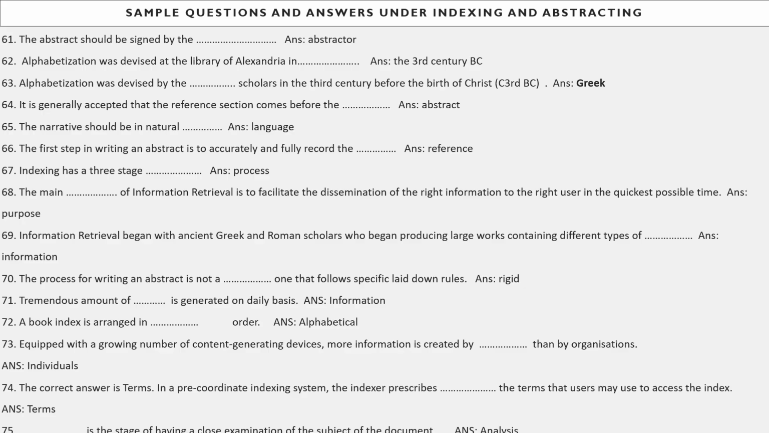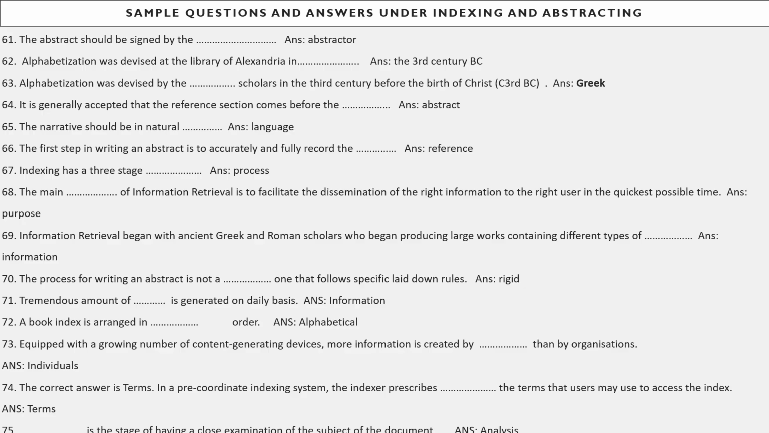Information retrieval begins with the ancient Greek and Roman scholars who began producing large works containing different types of information. Question number 70. The process for writing an abstract is not a dash. And then question number 71. Information. Question number 72. A book index is arranged in alphabetical order. Question number 73. An individual. That's the answer.